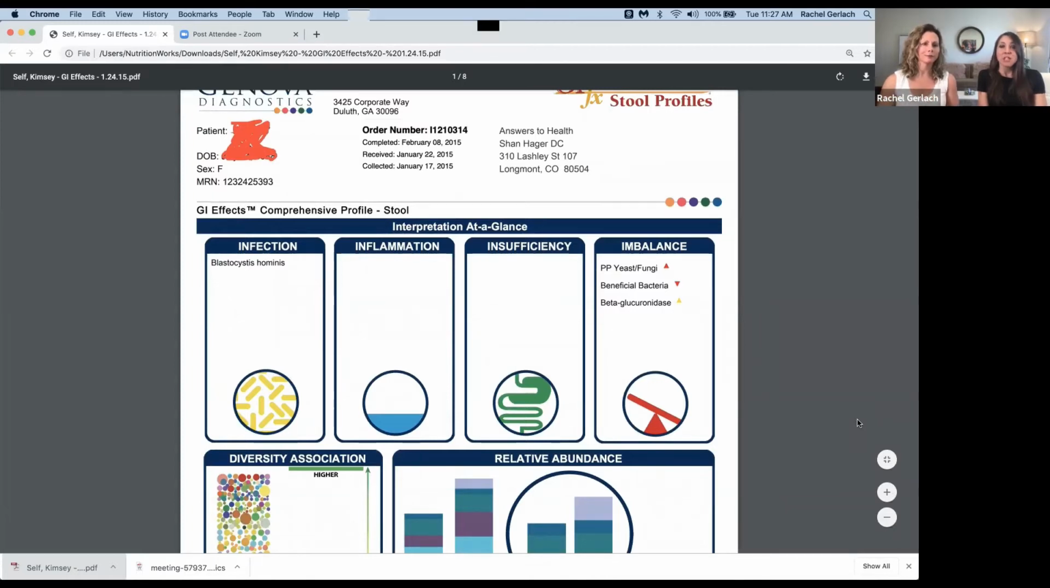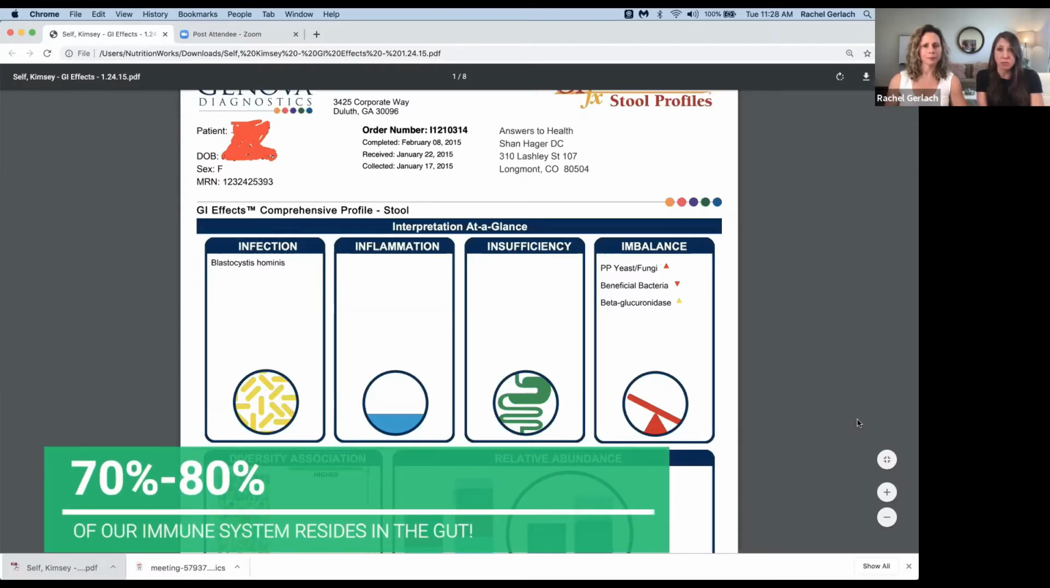All right, so first I want to do a brief overview to explain why a stool test is important, even if you don't necessarily have digestive issues, but especially if you do. The intestines are basically one long skin tube that goes from one end down to the other, and it's the closest that the inside world comes in contact with our outside world. Because of that, about 70 to 80% of our immune system resides in the gut.